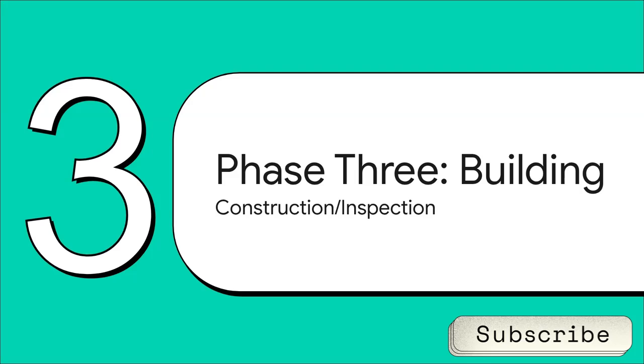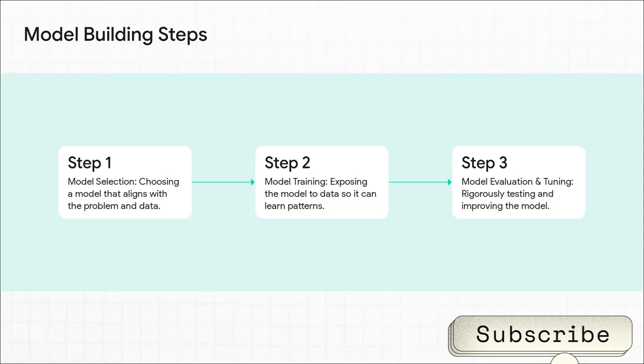All right, with our foundation laid and our materials prepped, we are ready for the main event, phase 3, building the actual model. This is where the magic really starts to happen. This whole phase is kind of like a 3-step dance. First, we select the right type of model for our specific problem. Then, we train it on our beautiful, clean data. And finally, we test it, evaluate its performance, and then tune it to make it even better.